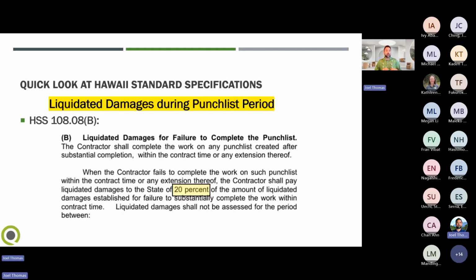10808B discusses the liquidated damages during the punch list period. Understand that when the contractor fails to complete the work within the contract time and you're into the punch list period of your project, the pre-final milestone has been completed, then we can go in and it would be a lesser charge of liquidated damages at 20% of the amount of the liquidated damages established in your contract.